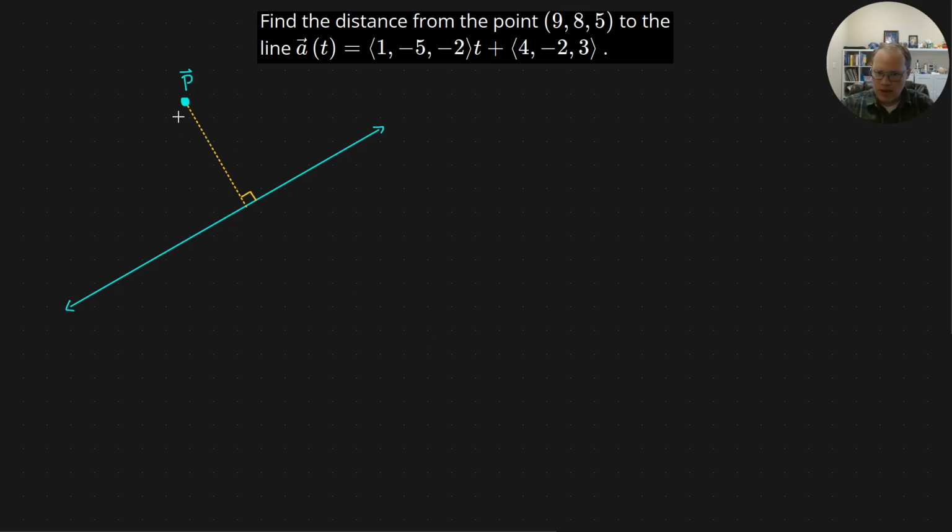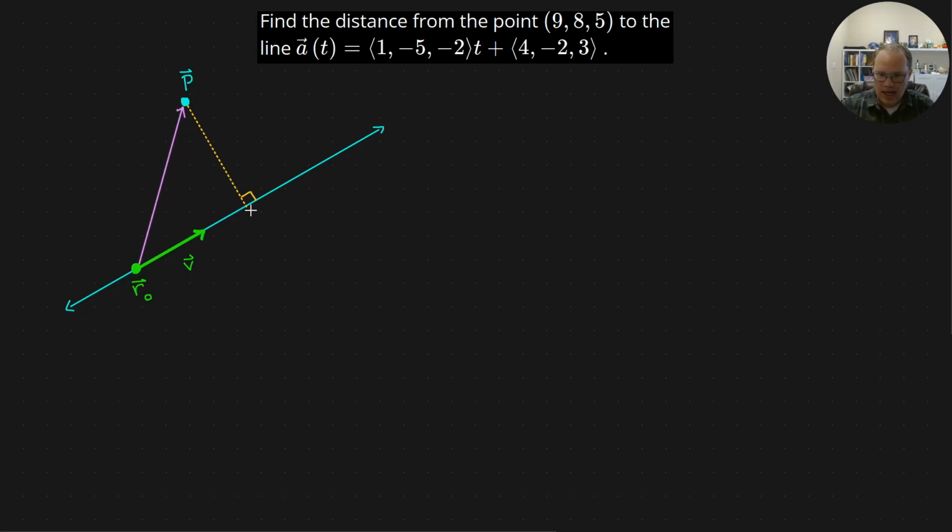Well, we know the point we're interested in. We know this point. And we know a couple of things about the line. We know a point on the line, in this case, this point, from the equation of the line. And we know a vector parallel to the line, which would be this vector in this particular instance. So what we're going to do is think about the vector from R naught to P.